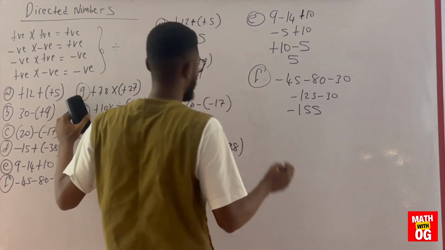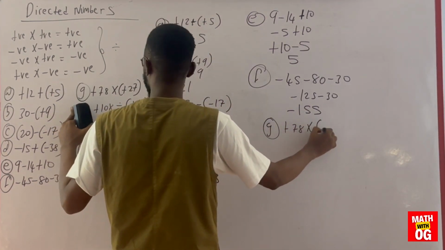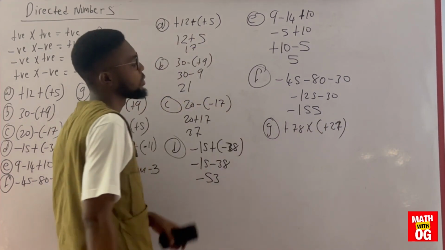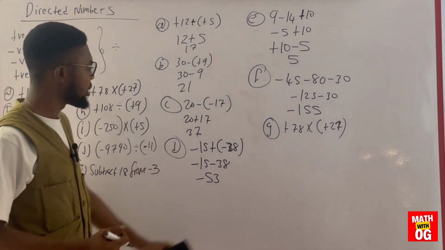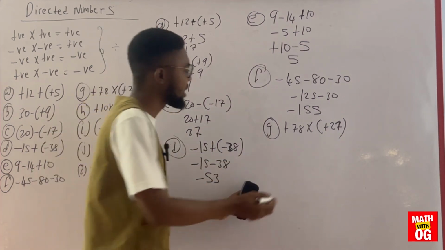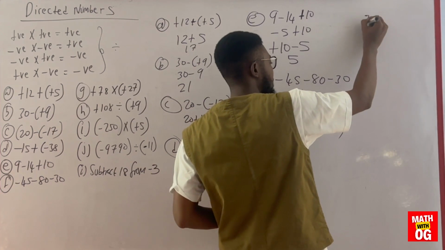Next question, G. You have plus 78 multiplied by plus 27. So now we have to use long multiplication. We should take our time, but let's go. 78 times 27. Positive times positive is positive, so our final answer will still be a positive value. So let's solve 78 times 27 here.